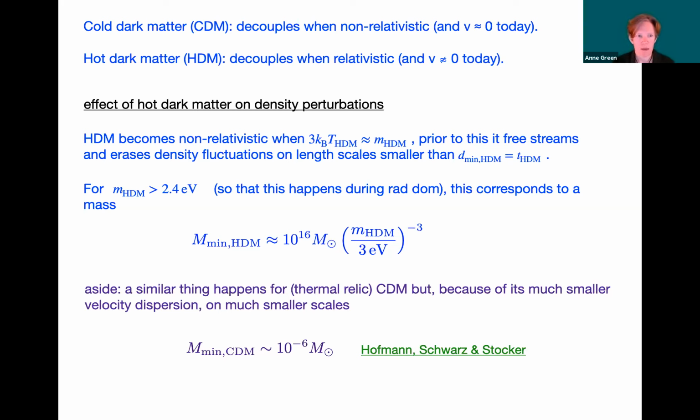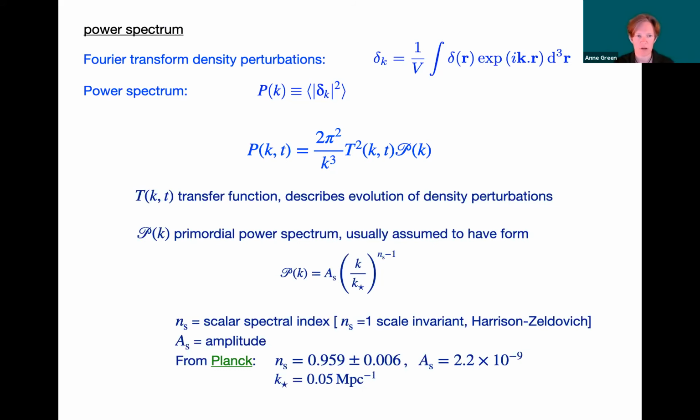So quantifying things a bit more, the quantity that's used for parameterizing the density perturbations is the power spectrum. So we take our density perturbations in real space and we Fourier transform them. And then the power spectrum is just the average of those coefficients. And what we're often interested in is the power spectrum at some time t as a function of comoving wave number k. And this can be written in this form.